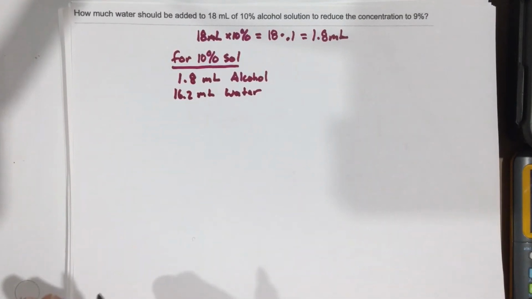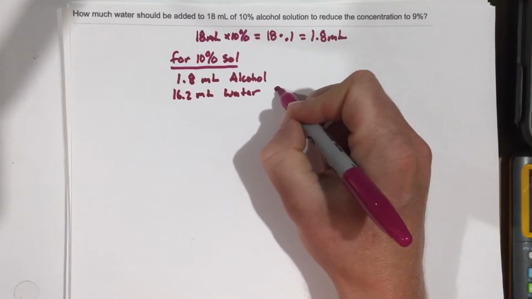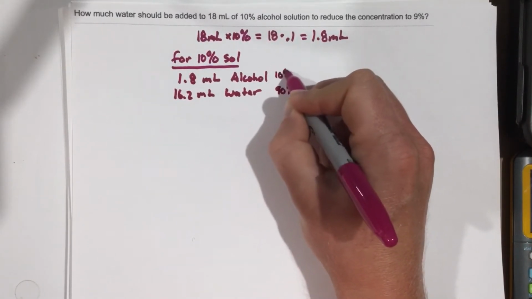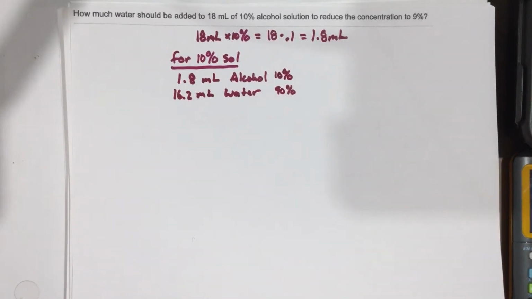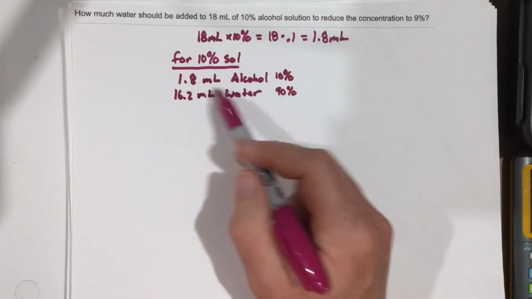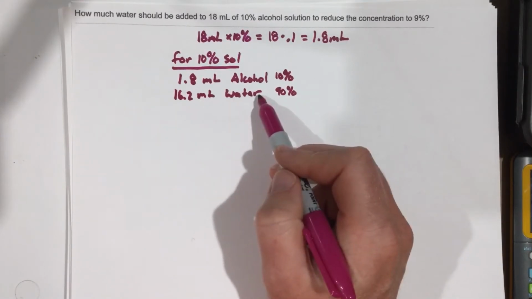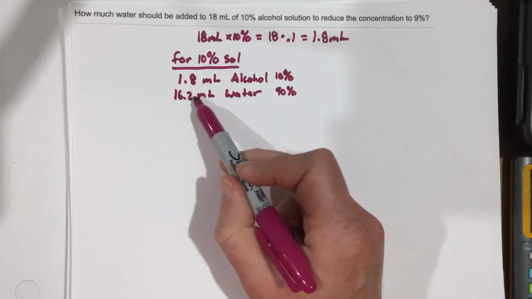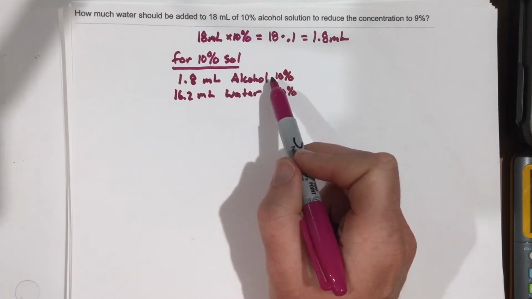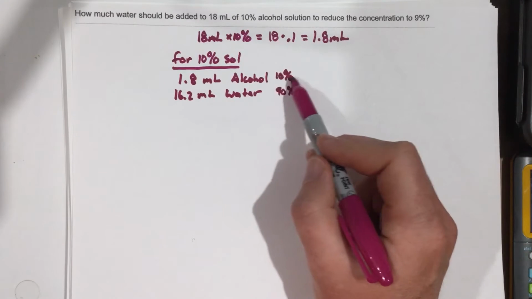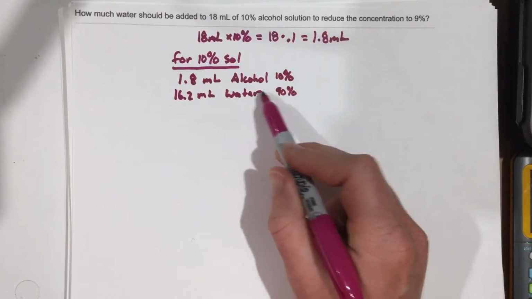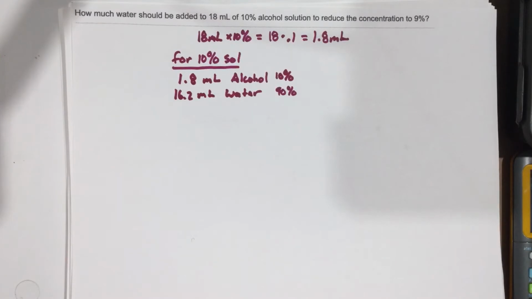Okay, so I hope that makes sense. This is 90%, right? And this is 10%. And what we're looking to do is add water to this solution. If we add water to this solution, that's going to increase the amount of water, right? The amount of alcohol stays the same, which will reduce this 10%. We want it to be reduced to 9%, because we'd have more water in the solution. So that's the goal here.